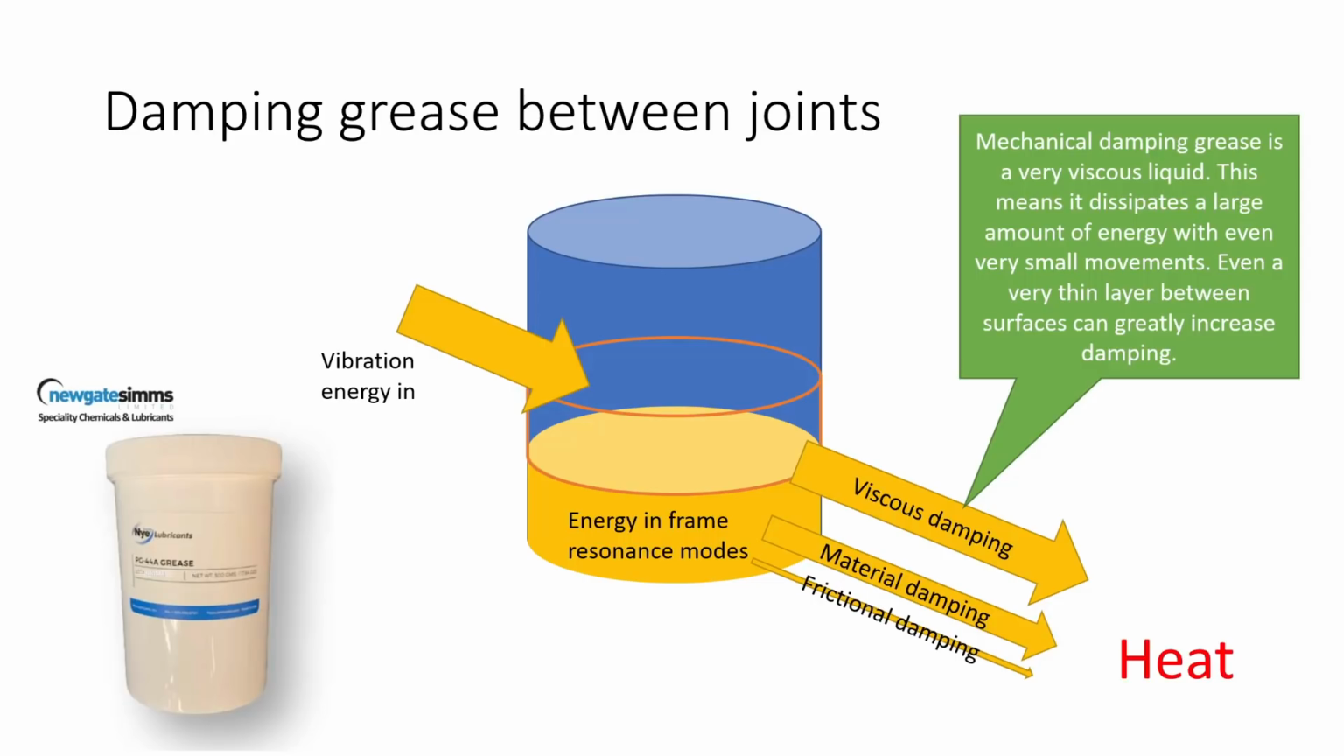So as those surfaces move relative to each other, it's shearing that grease. And the grease really doesn't like to be sheared. It provides an enormous amount of resistance to that shear force, and that resistance dissipates an enormous amount of energy as heat in the grease.